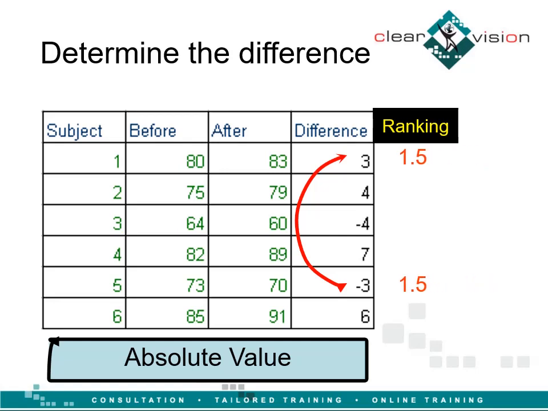The next reading is 4. And it's also repeating. So we assign 3.5 for each. Then the next reading is 6. So we assign rank 5. Then the last is 7. And we assign rank 6.